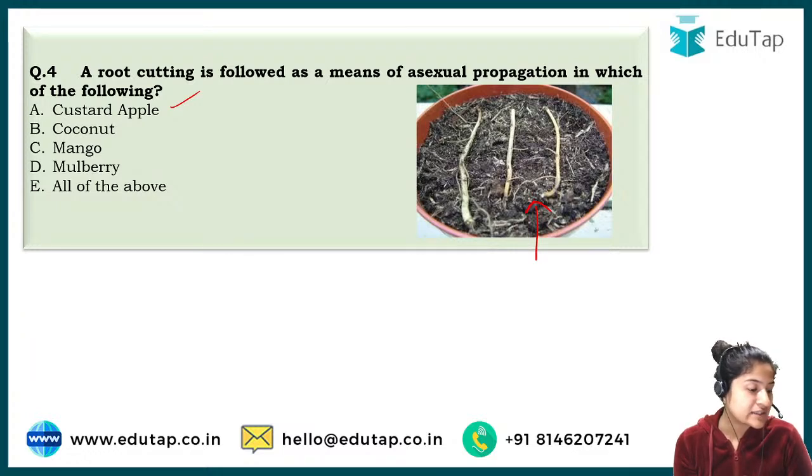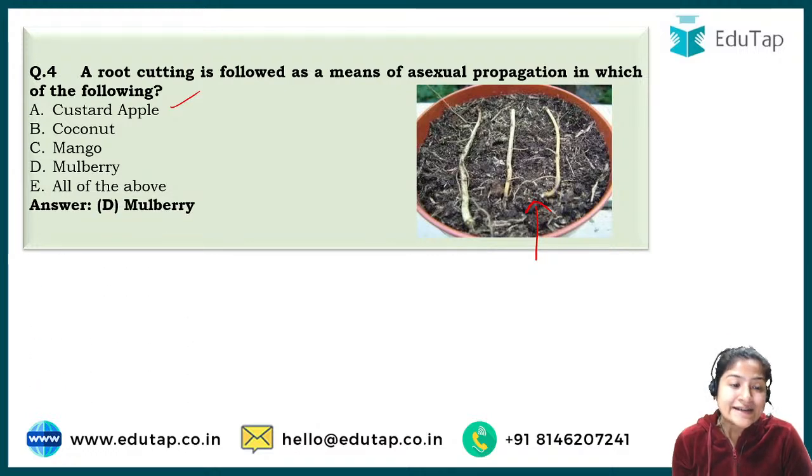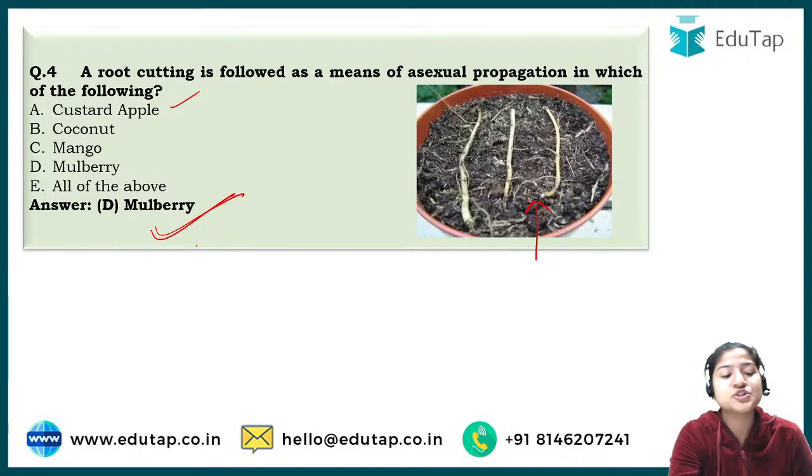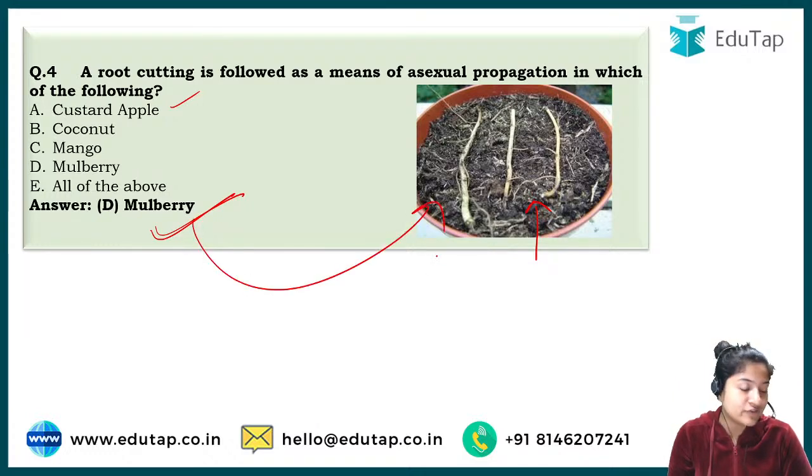So see, the correct answer over here is option D, that is mulberry. Here, mulberry is an example in which we use root cutting for the production, or you can say for the development, of a new plant. Alright, so this was question number 4.